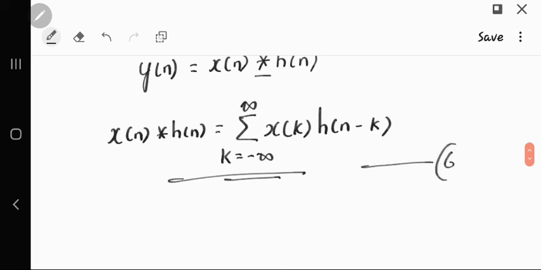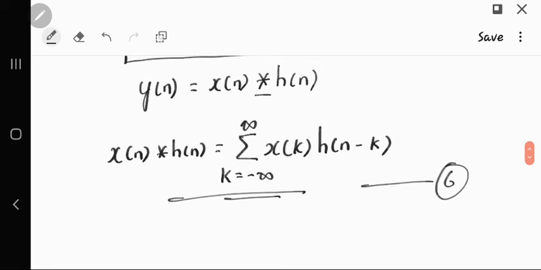So, we can give it an equation number. This is the way we represent the convolution sum, y of n is equal to x of n convolved with h of n, and this is the expression for convolution sum. So, in the next video we'll take the properties of convolution sum, and we will derive the expression for that with proof, and we'll take some examples.